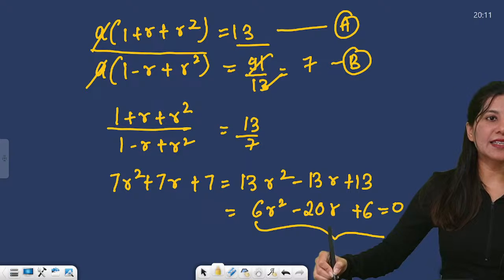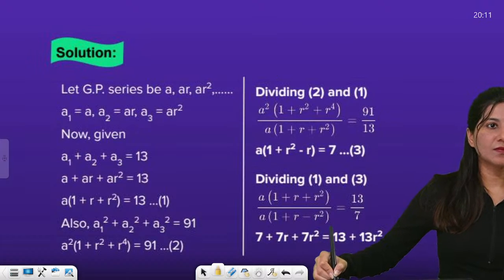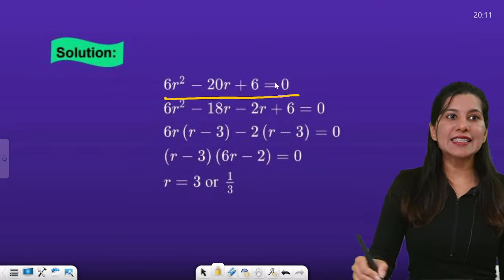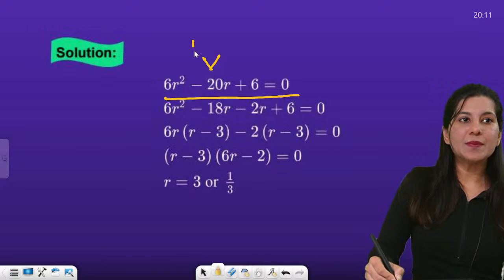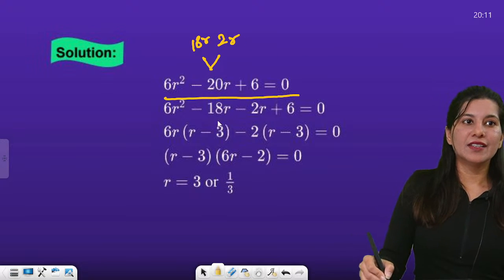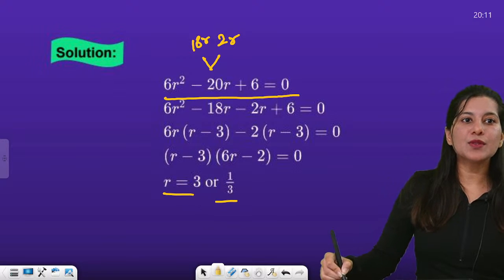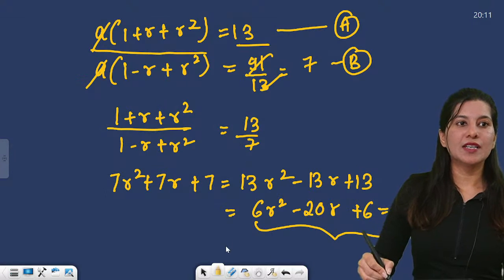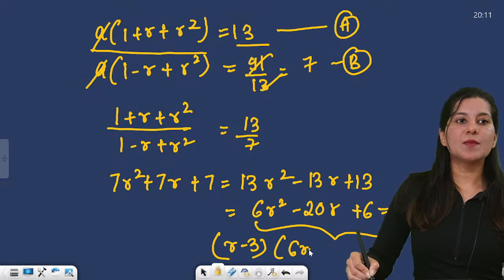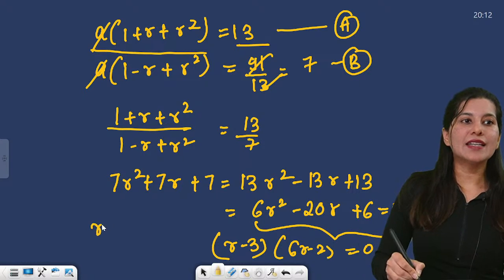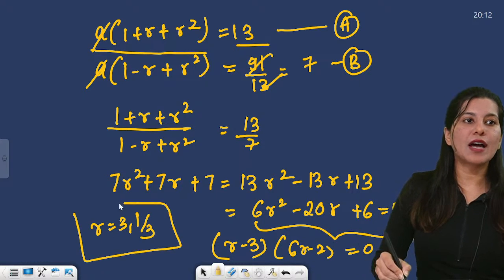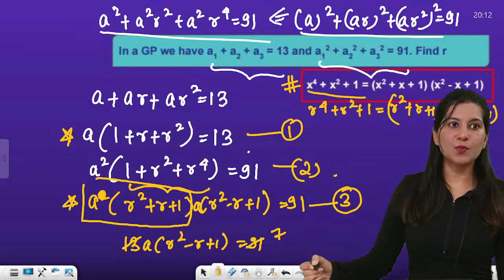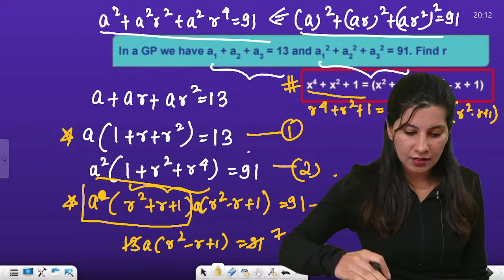So this is your quadratic equation. 6R square minus 20R plus 6 is equal to 0. 6 times 6 is 36, so this will be split into 18R and 2R. So yes, you are going to get R minus 3, 6R minus 2 is equal to 0. So R is equal to 3 comma 1 by 3 is your answer. Now what are they asking? Find R. So 3 or 1 by 3 is your answer. So it is purely equation solving. Okay?